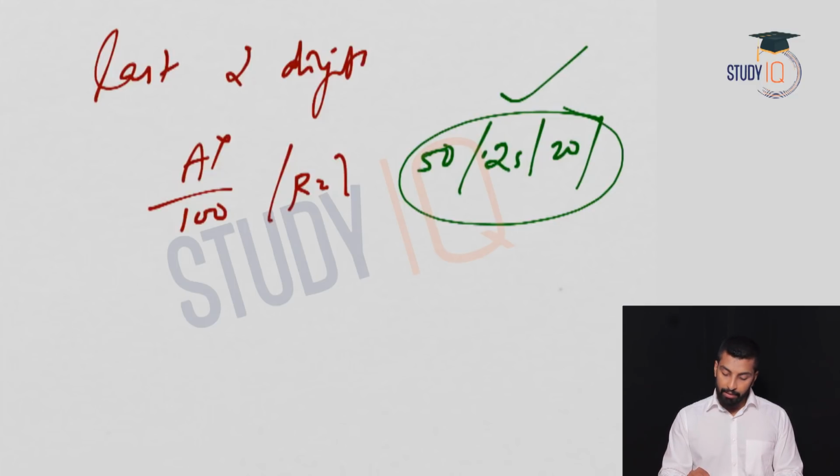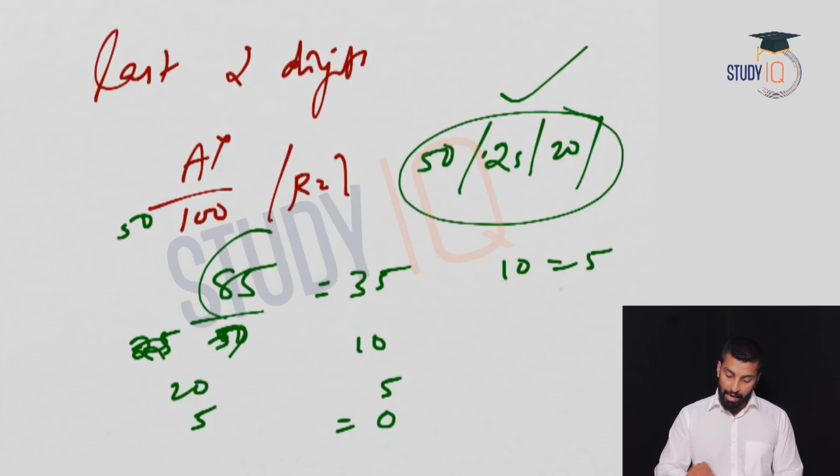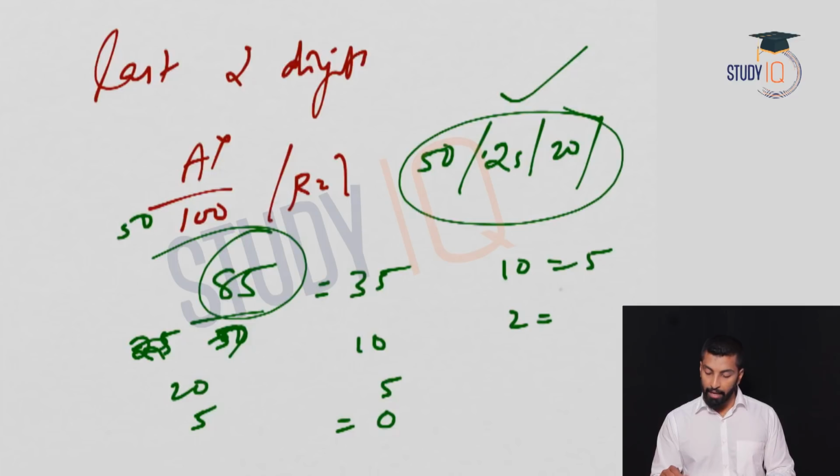Let's suppose last two digits that you got is 85. If you need to divide with 50, you get the remainder 35. If divided by 25 means you get remainder 10. If divided by 20 means you get remainder 5. If divided by 5 means you get remainder 0. If divided by 10 means you get remainder 5. I hope you can understand. If divided by 2 means you get remainder 1. If divided by 4 means you get remainder 1.